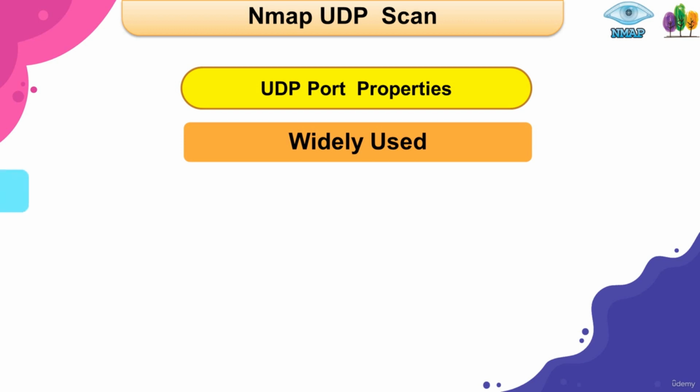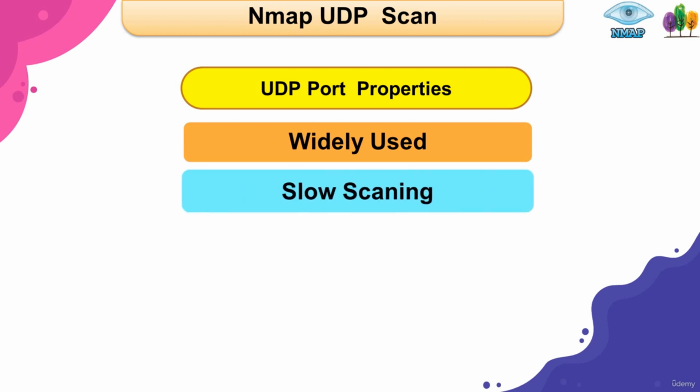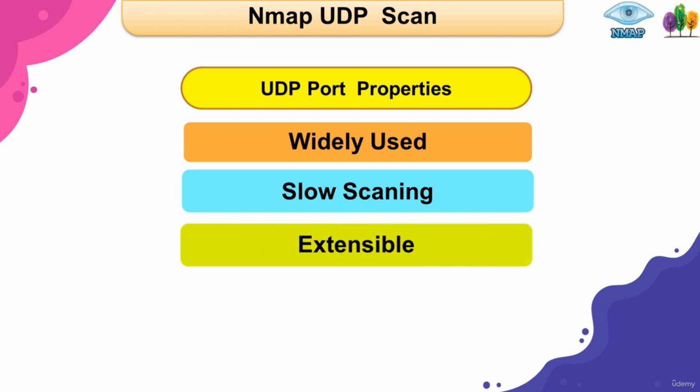UDP scanning is generally slower and more difficult than TCP scanning. So for this reason, some security controllers kind of ignore these ports. Exploitable UDP services are common. Therefore, this is an error because attackers do not ignore the entire protocol.